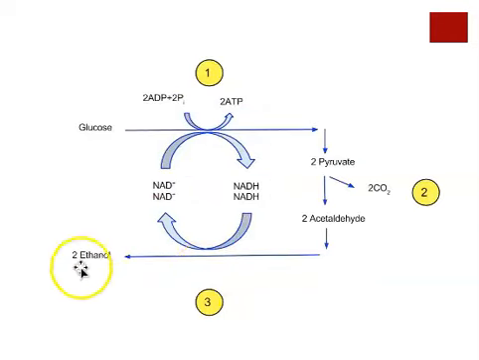And finally, we have a diagram representing alcohol fermentation. Here's the glucose again. The glucose is being broken down into pyruvate. A little bit of ATP gets made along the way. The pyruvate then is processed into acetaldehyde and a little bit of CO2. And the acetaldehyde will then be converted into ethanol.